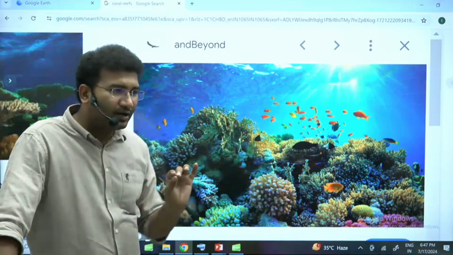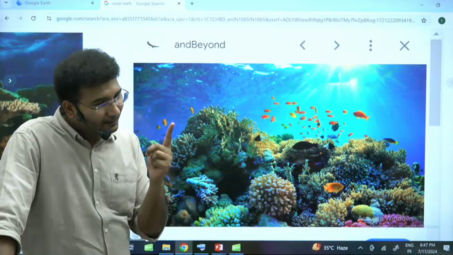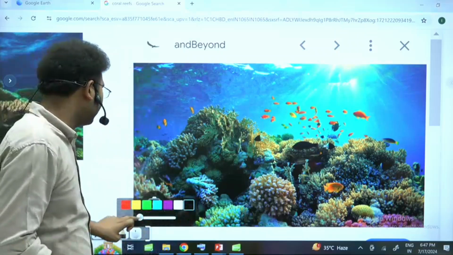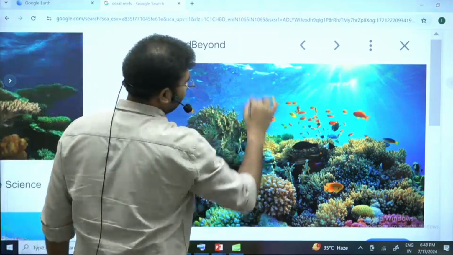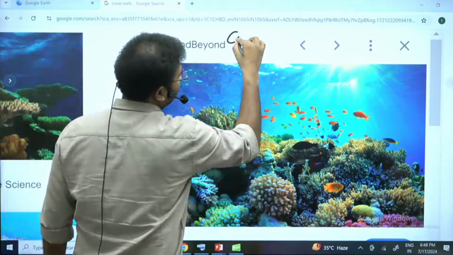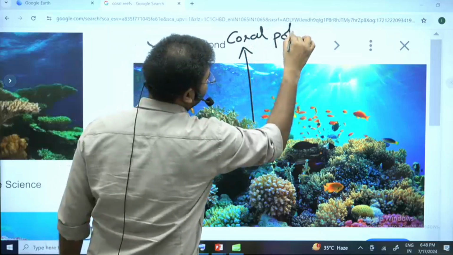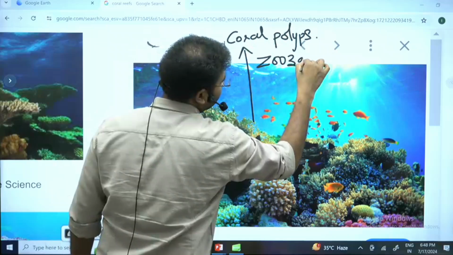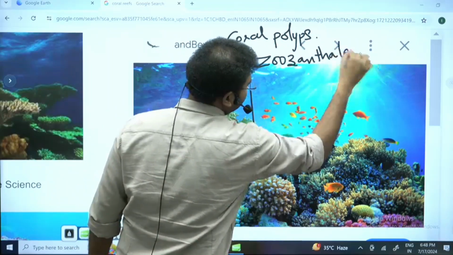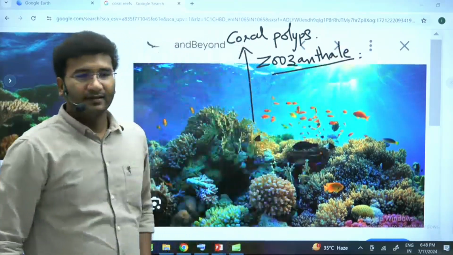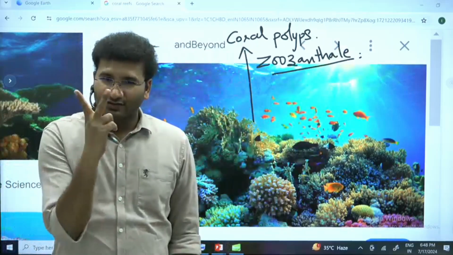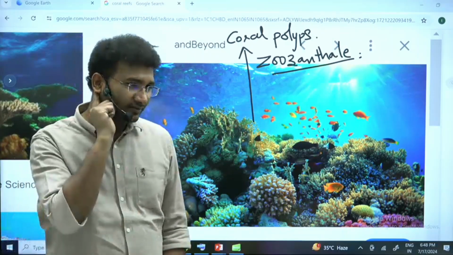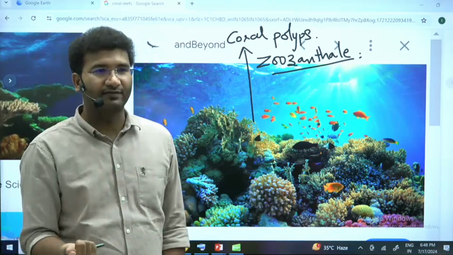There are two things in coral reefs, plants as well as animals. It is a symbiotic relationship. See here, one is coral polyps, the other is zooxanthellae. Now, coral reefs are a combination of two different sets of species. One is a plant and the other is an animal. Okay? They help each other to live.